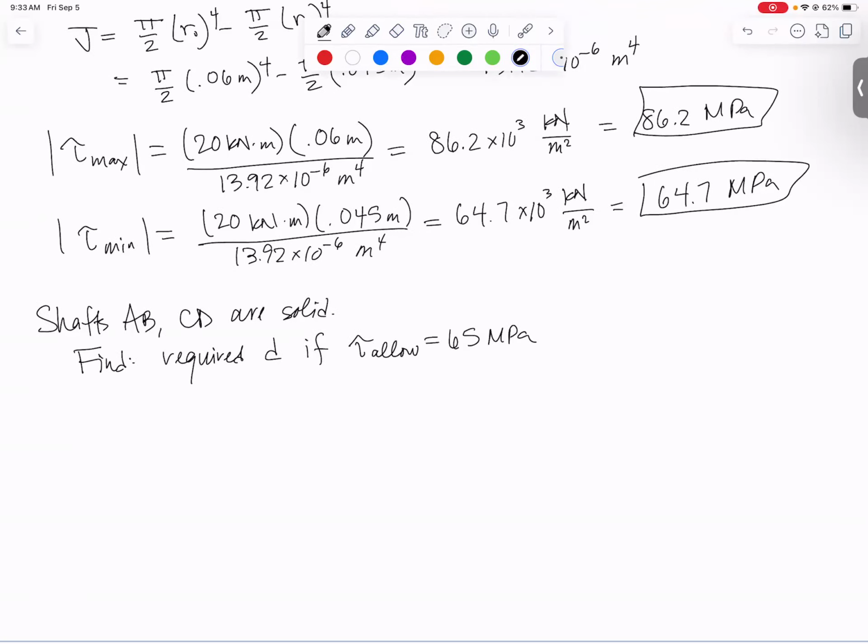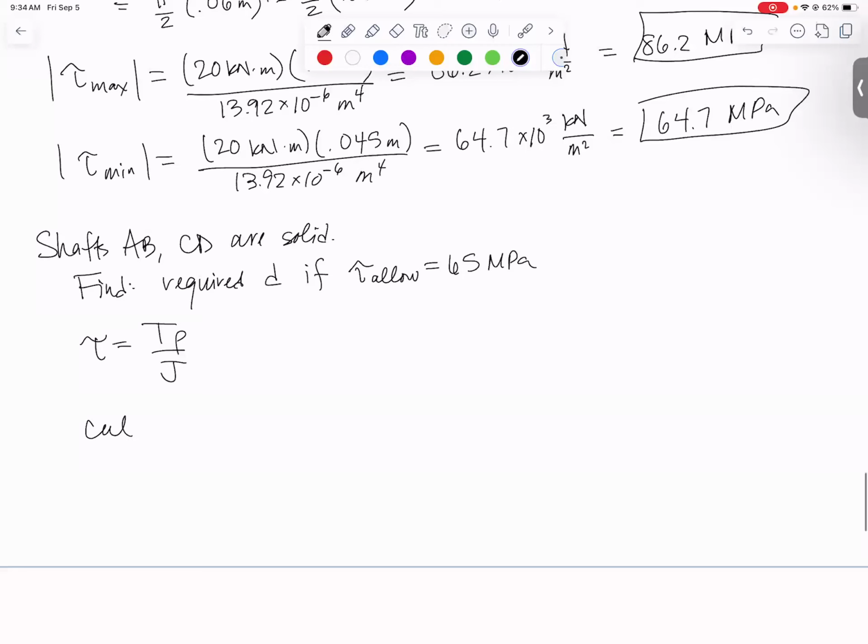The equation I'm going to use is tau is T rho over J. I've got to solve for diameter in there somehow, so I'm going to need to write J in terms of diameter, rho in terms of diameter, and I need to find internal torque. So let's cut at AB. So cut between A and B, draw a free body diagram. That's just this little bit, cutting in between there.